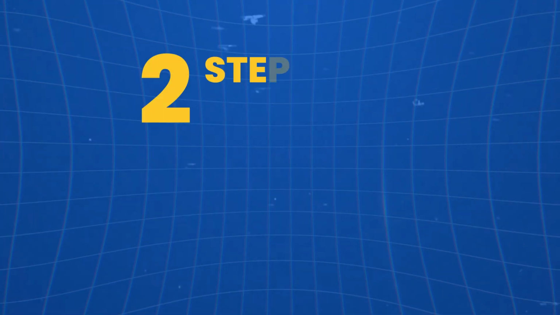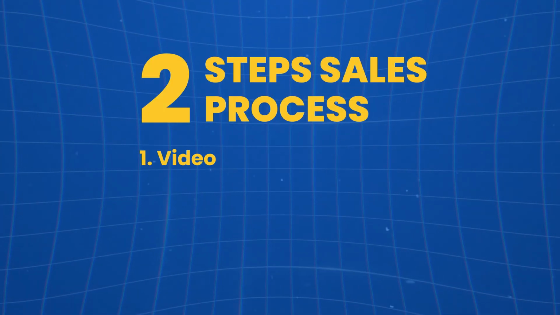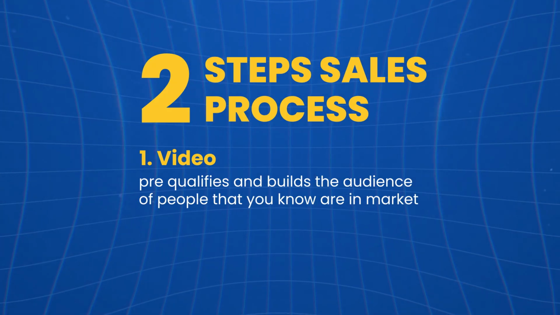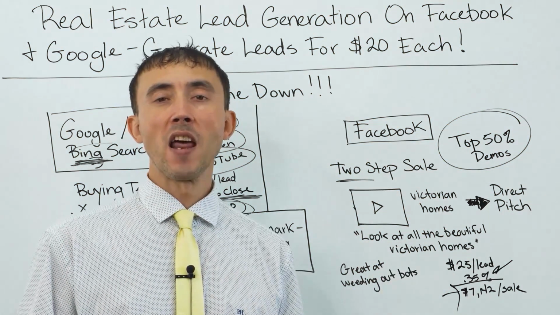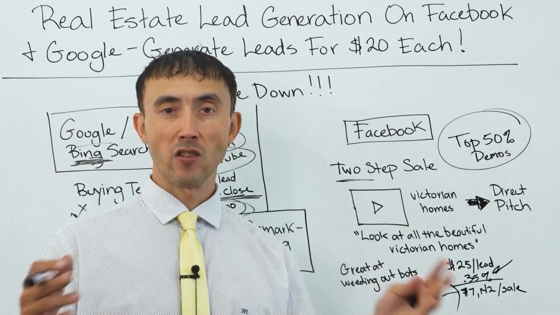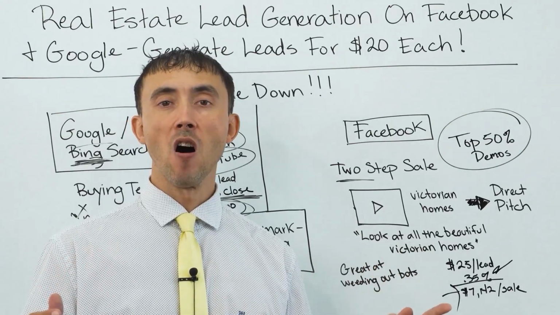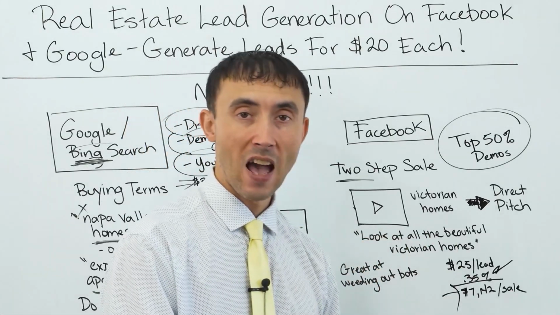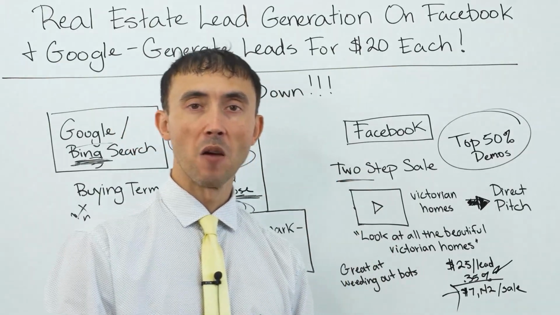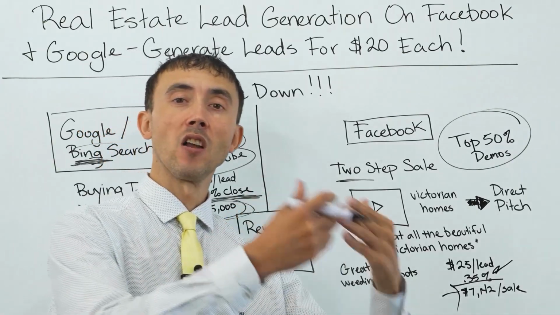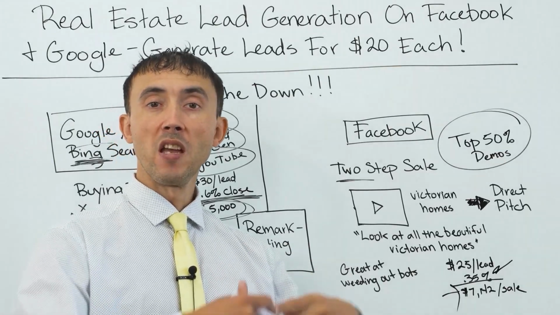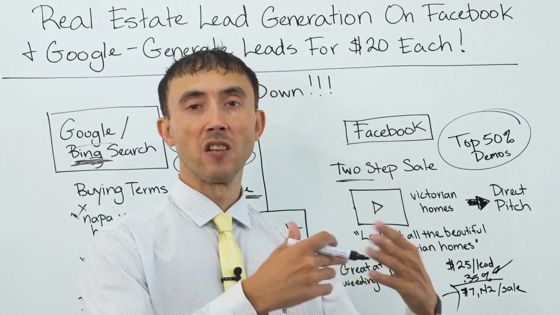So what this does is, in the two-step sales process, the video pre-qualifies and builds an audience of people that you know are in market for the type of real estate you're interested in. And maybe 1 out of 1,000 people in Chicago, if you're selling the exposed brick apartments, actually care about exposed brick apartments at all, but we've sniffed it out. This guy right here loves them. He watched the whole video. We should market to him in the future. Then when he's going to ultimately buy a house or apartment in the future, we are going to be first in line to get that person's attention.